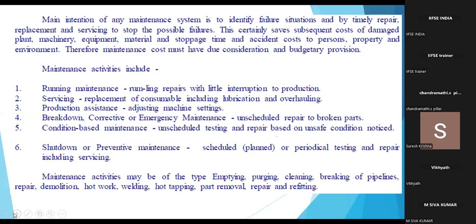Then shutdown or preventive maintenance, which is nothing but scheduled or planned or periodical testing and repair, including servicing. Then maintenance activities may be a type of emptying, purging, cleaning, breaking of the pipes or repair, demolition, hard works, welding, hot tapping, part removal or repair and refitting. These are some of the few activities which come under maintenance.